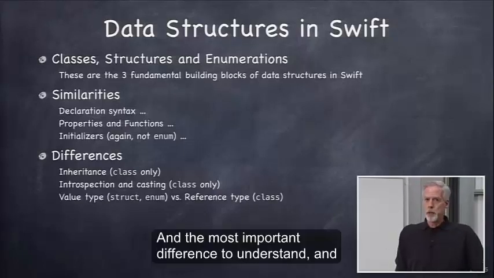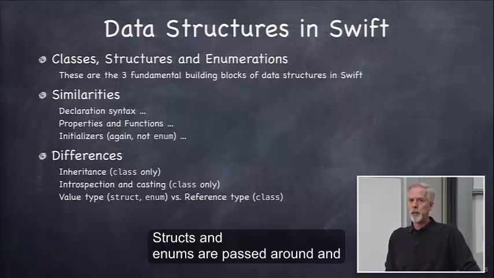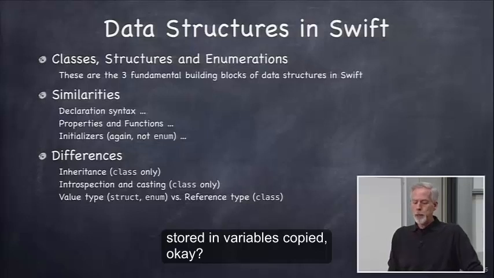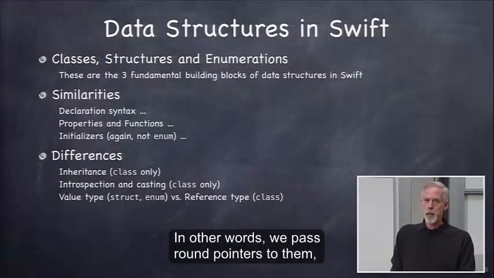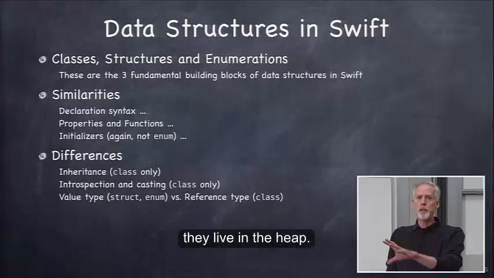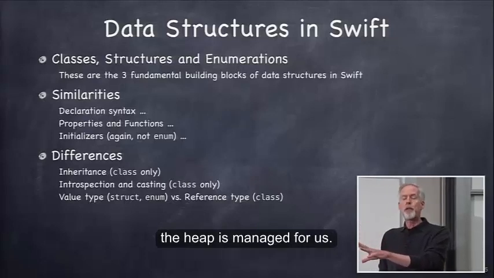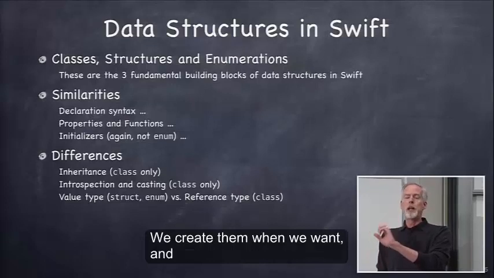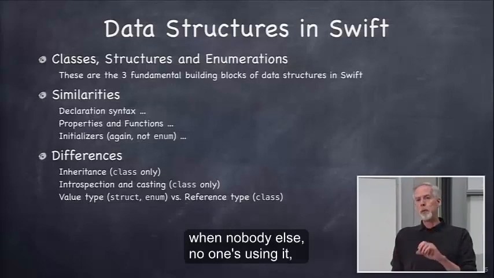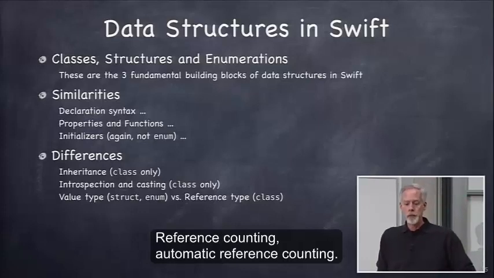And the most important difference to understand, and we really went over this in the demo, is this value type versus reference type. Structs and enums are passed around and stored in variables, copied, okay? And classes are reference types. In other words, we pass around pointers to them. They live in the heap. And remember that classes, their memory in the heap is managed for us. Okay, so we don't have to do anything, alloc and free them. We create them when we want, and when no one's using it, it gets cleaned up. And it's not garbage collection, okay? Reference counting, automatic reference counting.